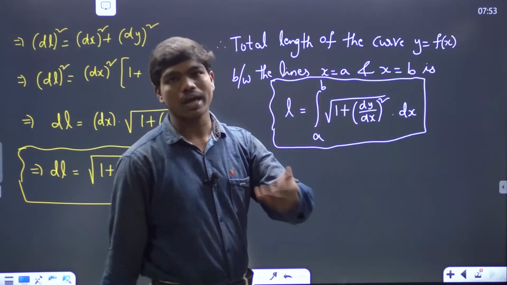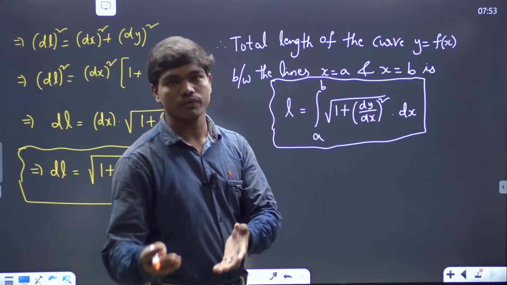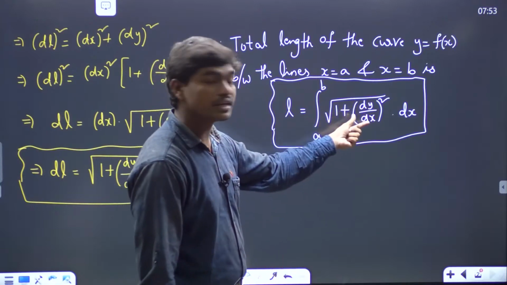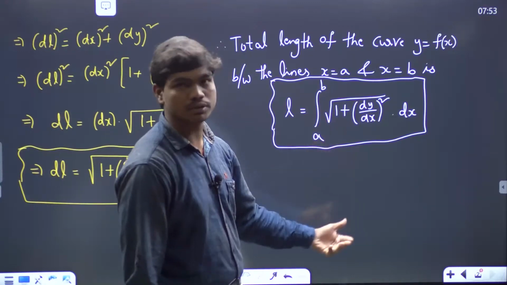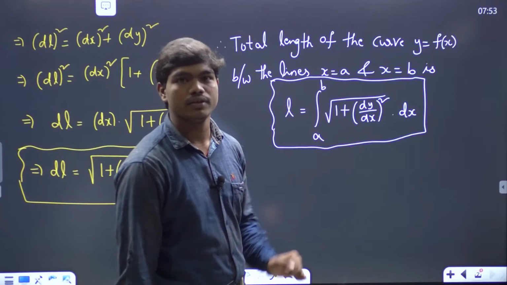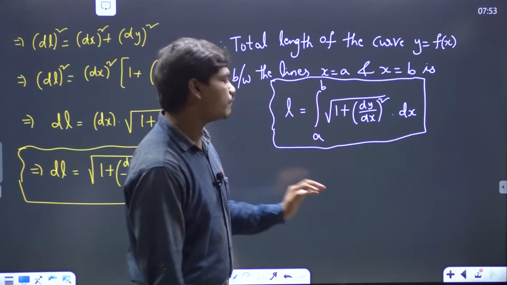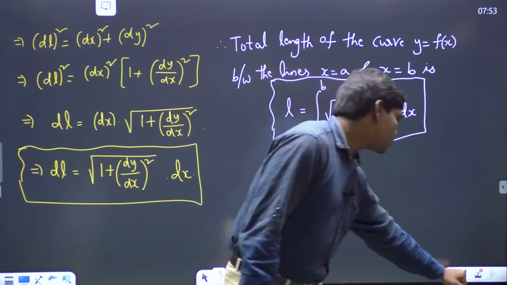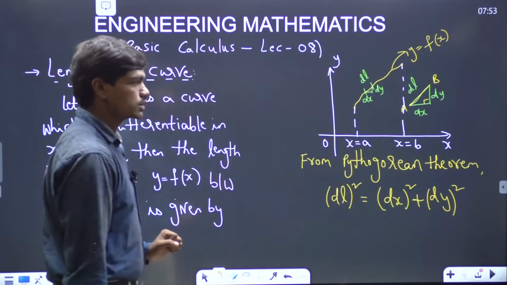Since you have y as a function of x, you will get dy by dx as a function of x. If you substitute here, then with our standard integration procedures, we'll proceed with the integration and then apply these limits a to b. You'll get a numerical value. Now we'll look at one question to analyze this particular expression. Meanwhile, you can take these notes.